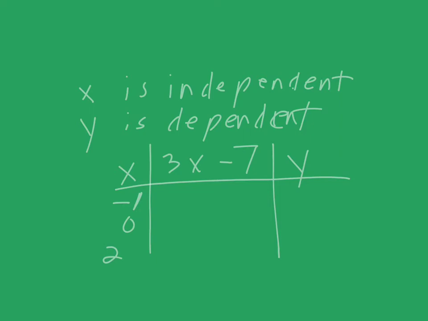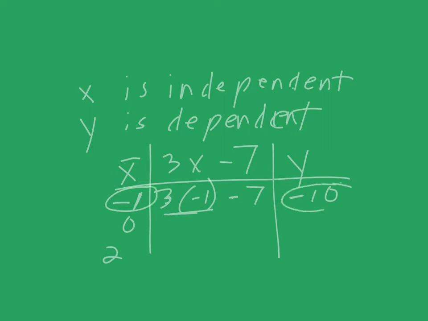So for example, if we plug in negative 1, we have 3 times negative 1 minus 7. First, we do the multiplication, following order of operations. Any time we plug something in for x, we're doing order of operations. So 3 times negative 1 is negative 3. Negative 3 minus 7 is negative 10. So when we plugged in the input of negative 1 for x, we got a y value out of negative 10.